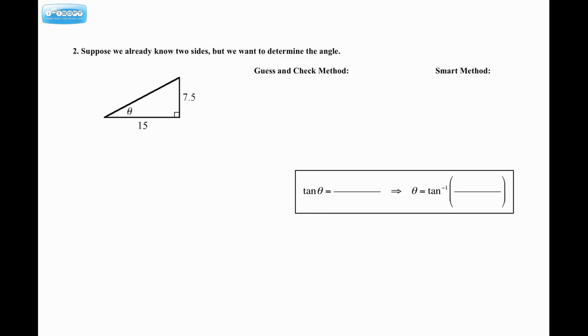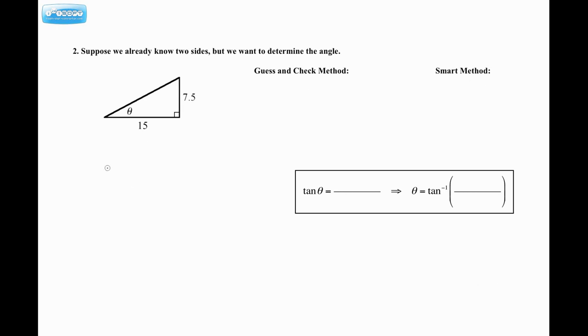Number 2. Suppose we already know two sides, but we want to determine the angle. So here's a triangle. The angle is just given as theta, so it's unknown, but the opposite and the adjacent are both given. Okay? How can we find this angle? Well, it's almost like we have to work backwards. And there are two methods. One is the guess and check method, which I think is very silly and impractical, but I'll demo it just for kicks, and then I'll show you what I call the smart method.